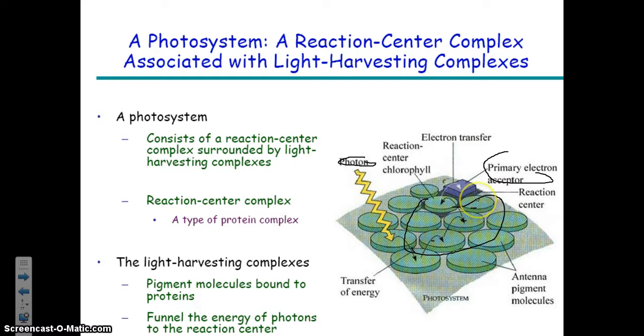From there, it will be passed to other things, which we're about to see, which will eventually cause the production of ATP and NADPH. But the point of this slide is to realize that there are photosystems, or collections of chlorophyll molecules, and their job is to absorb light. When light is absorbed, the electrons in chlorophyll get excited, and then they are passed through the various chlorophyll molecules in the photosystem.